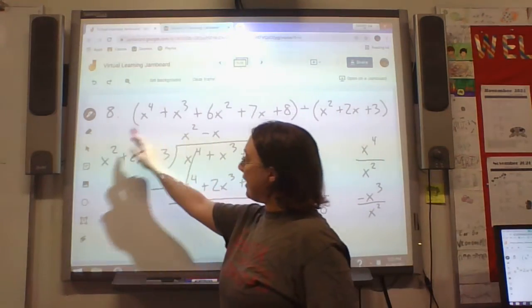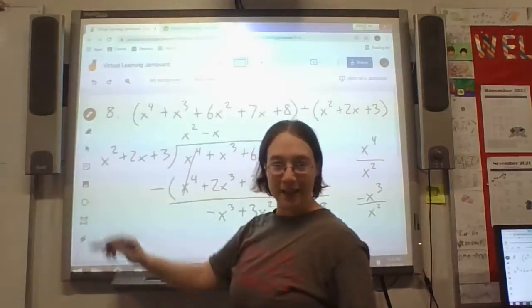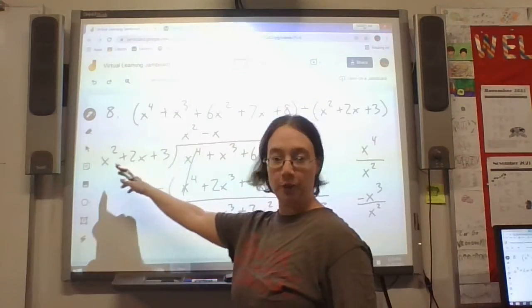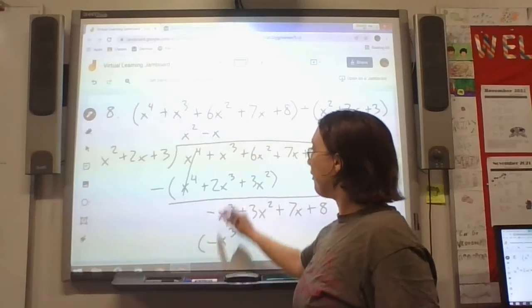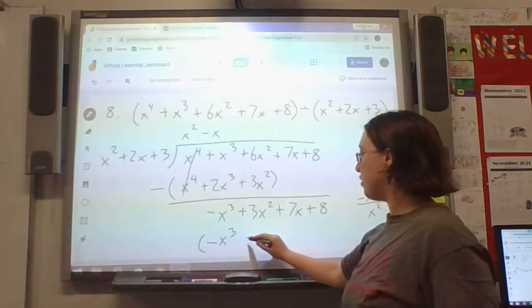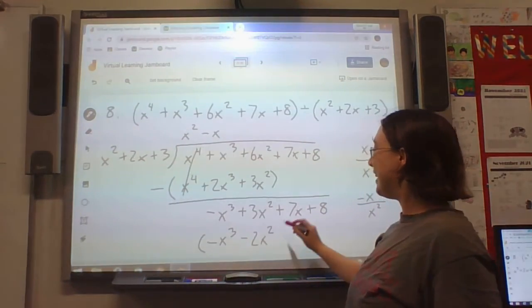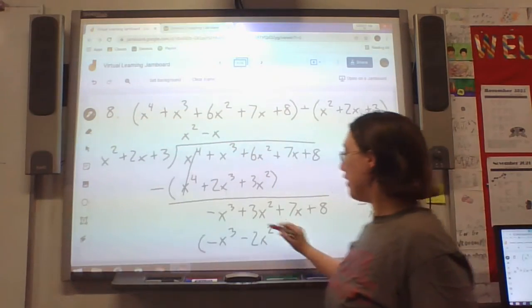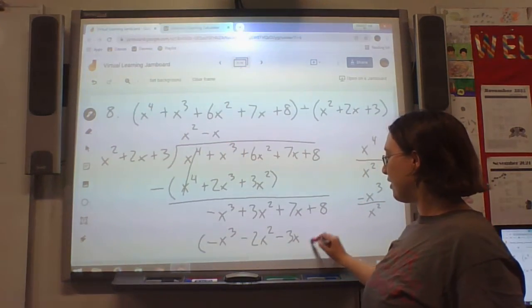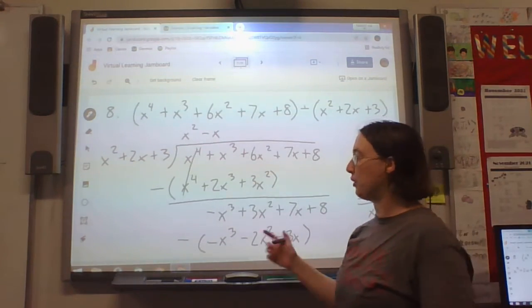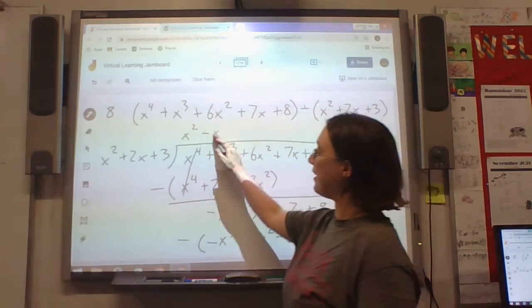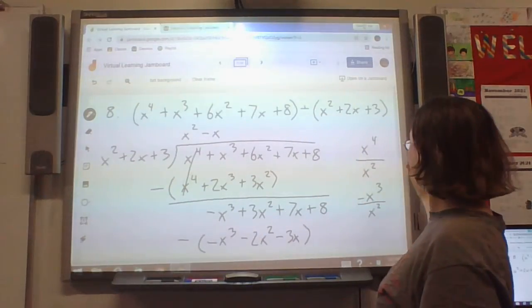And then we're taking that negative x, and watch out, we are taking that negative times all of this stuff too. So that's going to be a negative x cubed. And this is going to be a negative 2x squared. And that's going to be a negative 3x. And then we're subtracting all of that. So when you're doing that, just watch out, don't lose any of those negatives. So multiplying that negative by that whole thing there.